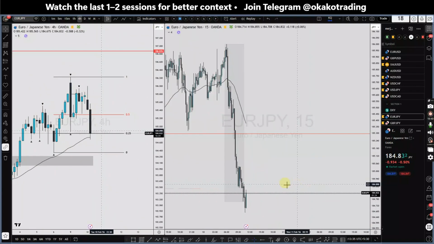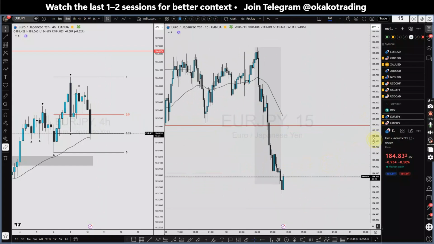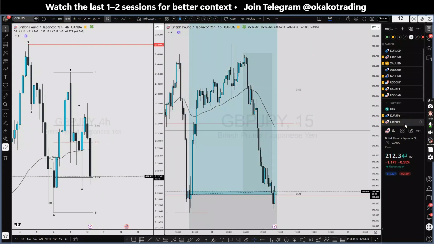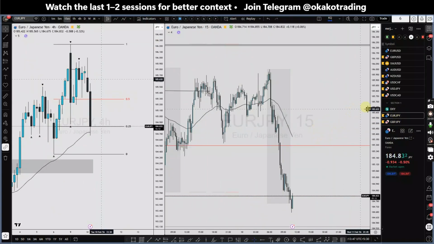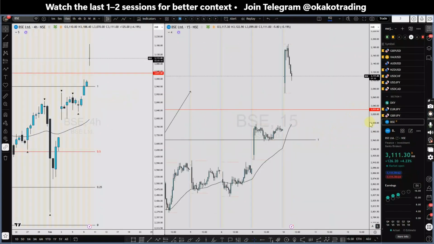Okay, Euro JPY, if we find any 15-minute trade setup, then we can look for longs, but we are already long in GBP JPY, so I'm just not gonna look for intraday longs in Euro JPY right now. So yeah, that's it.